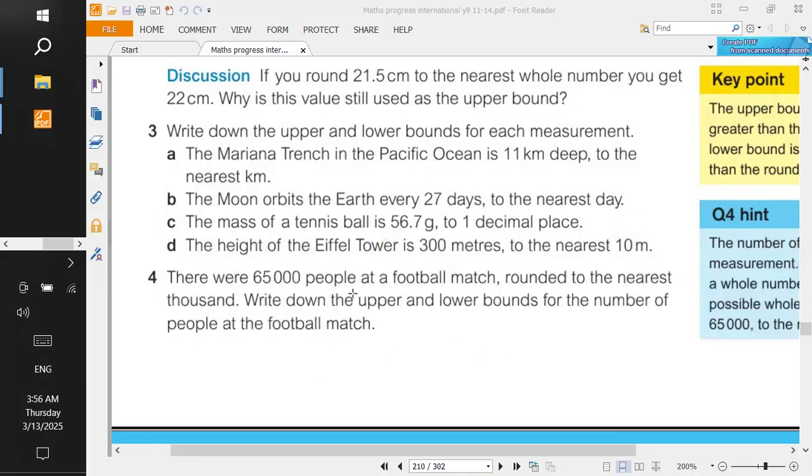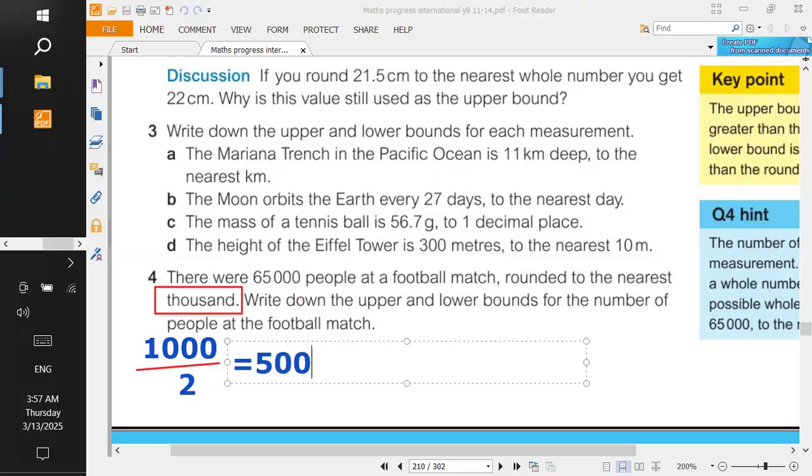There were 65,000 people at a football match, rounded to the nearest thousand. A thousand is a number. It means you can use the thousand to round it, okay? Now find the upper and lower bound for the number of people. So basically, they told us to the nearest thousand. It means we're going to use thousand. So we divide it by 2 to get what? Very good. To find the absolute error. So 1000 divided by 2 will equal 500.